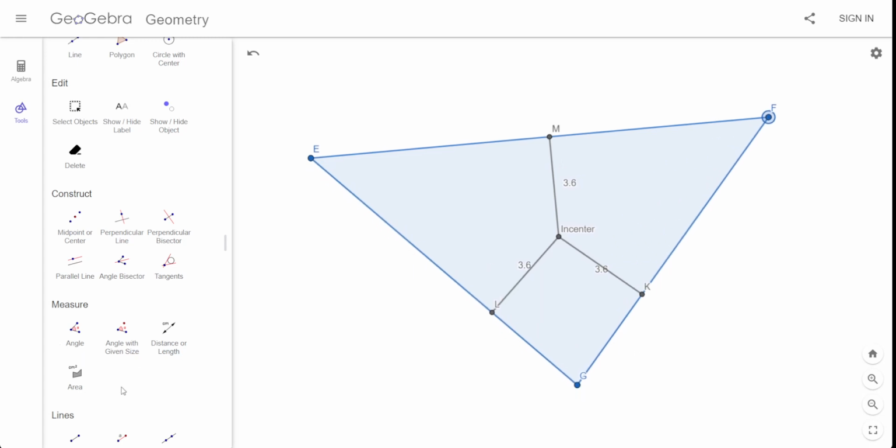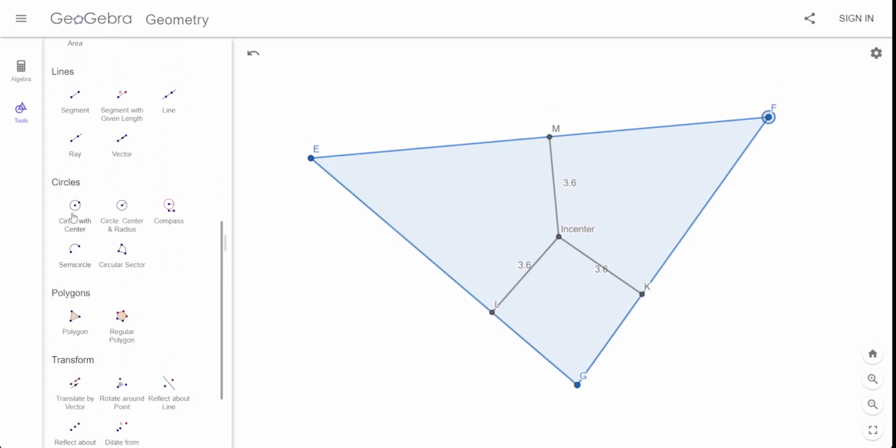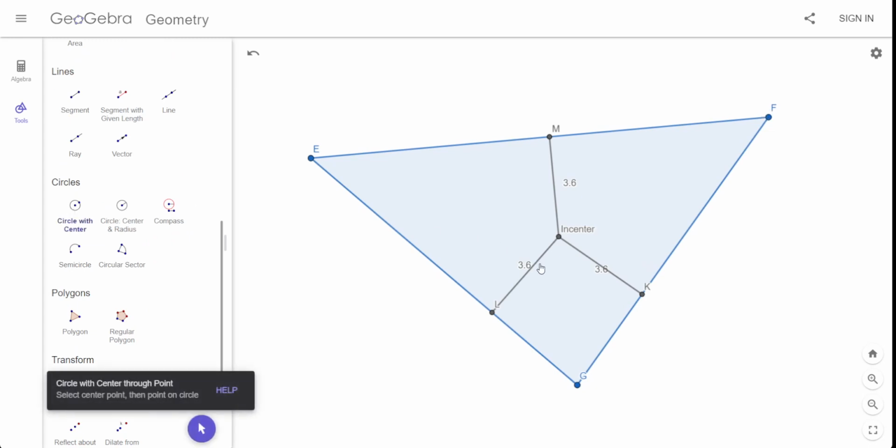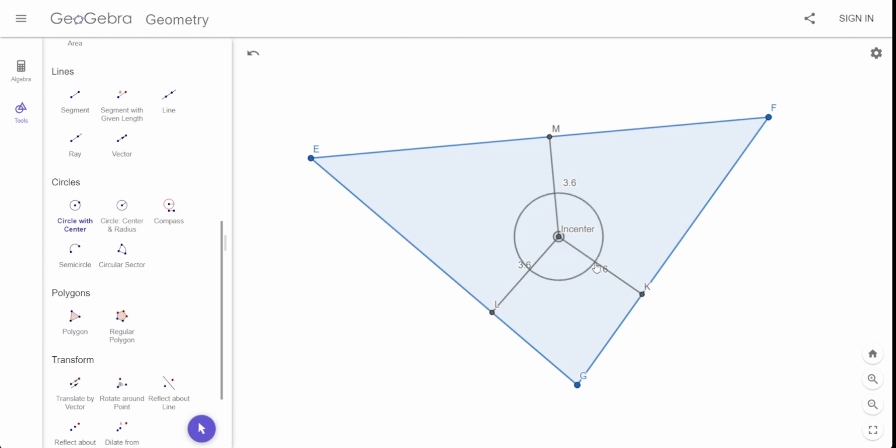Okay, so what we're going to do is come down here to the circle tool. It says circle with a center, so I click on that button. All I've got to do is click on that point right there. That's the center. Extend this out, and check this out. Boom. It snaps right into place. It is crazy. See, look, all three of these distances are the same. So all three of those distances are the radius of the circle.